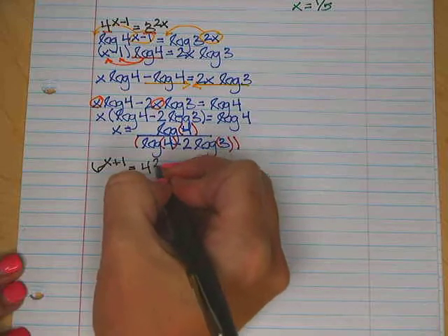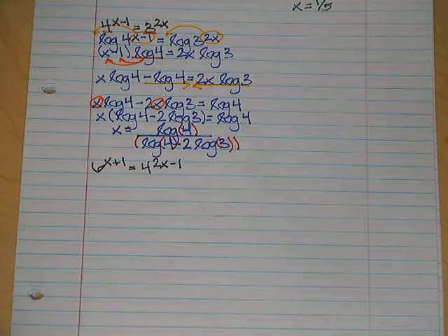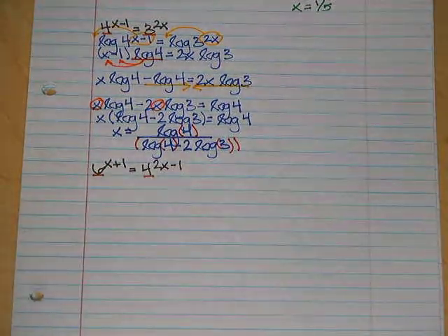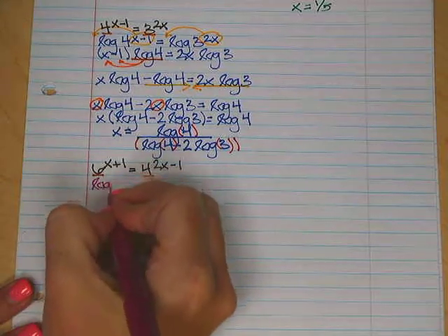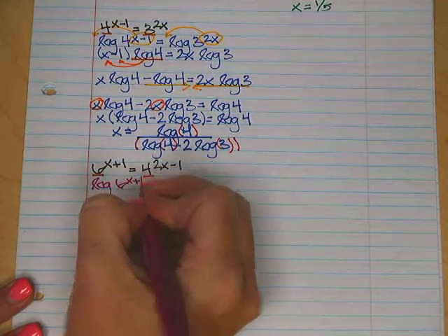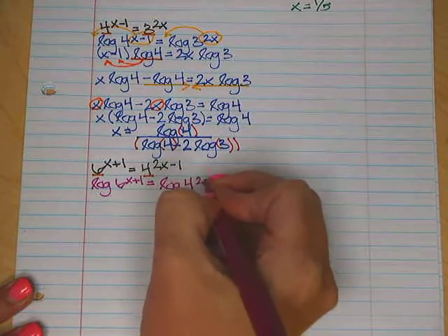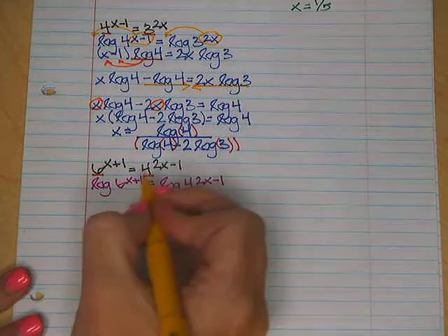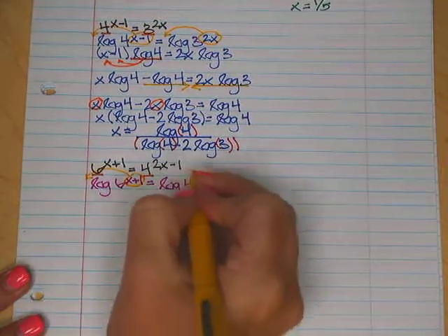We are going to look at 6 to the x plus 1 equals 4 to the 2x minus 1. So again, we have the problem that we cannot write 6 and 4 as the same base, so we will take the log of both sides. So I'm going to have the log of 6 to the x plus 1 equals the log of 4 to the 2x minus 1.